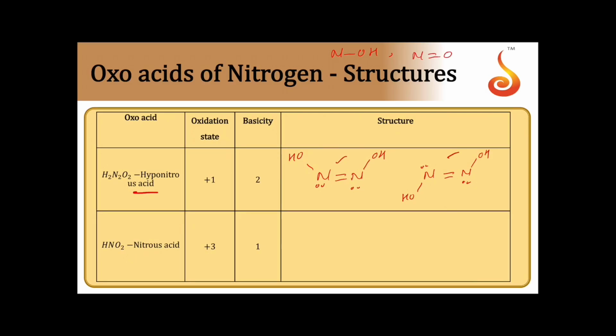Now nitrous acid. What we have to see is that we have one double bond N=O and definitely one OH group. So nitrogen has one double bond to O and one OH group here, and still one more lone pair is present on it. The structure of nitrous acid, HNO2, can be written as HONO.